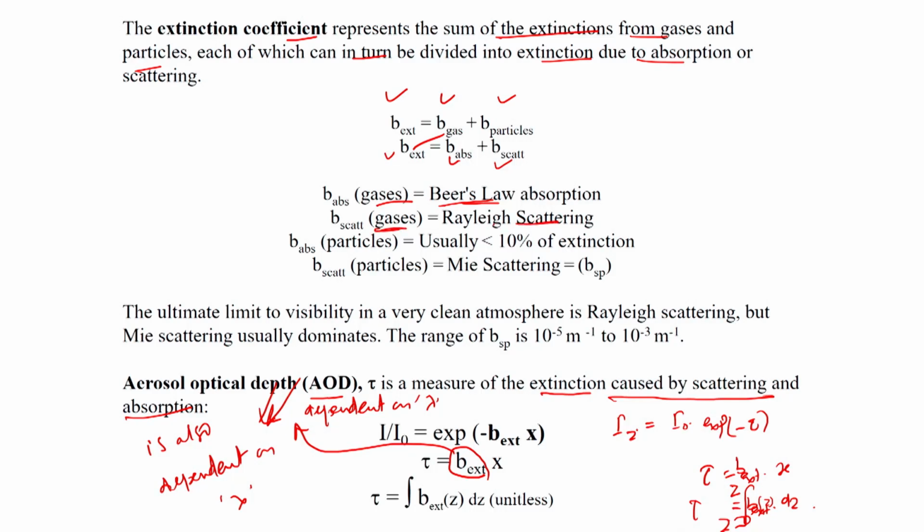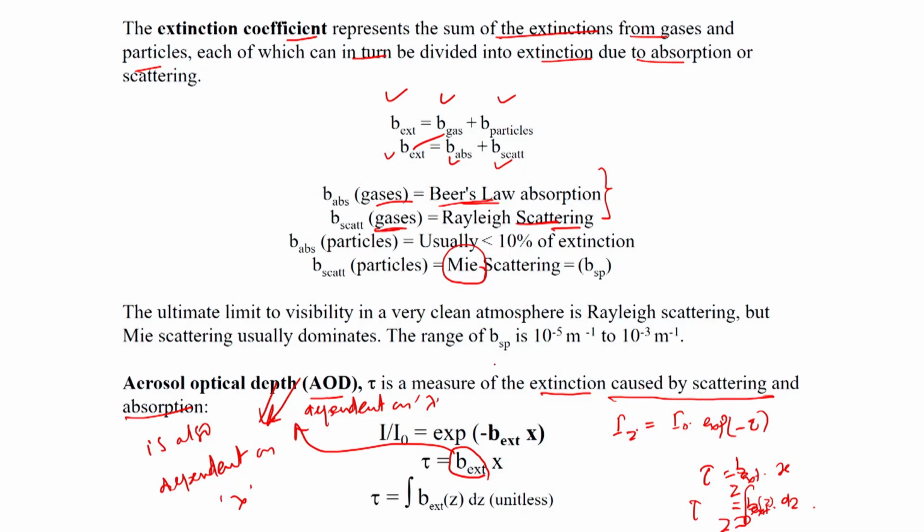Okay, so there are actually, for the gaseous molecule we will have Rayleigh scattering, and when we are talking about the scattering by the particles, it is called Mie scattering. So just remember, scattering by the gaseous molecule is called Rayleigh scattering, whereas scattering by the particles is called Mie scattering.